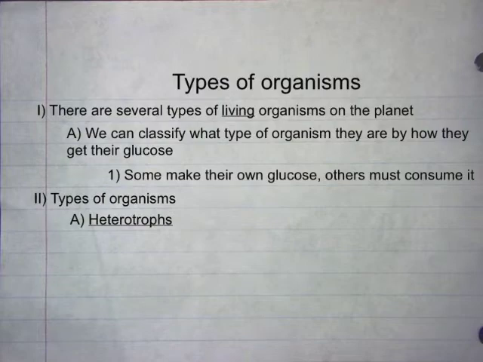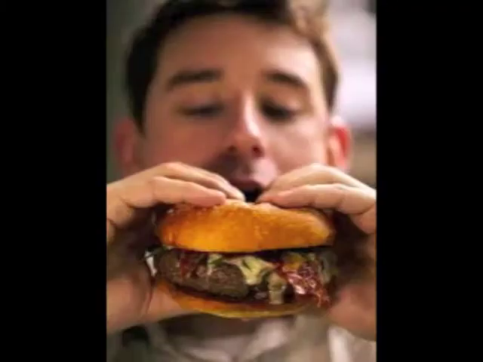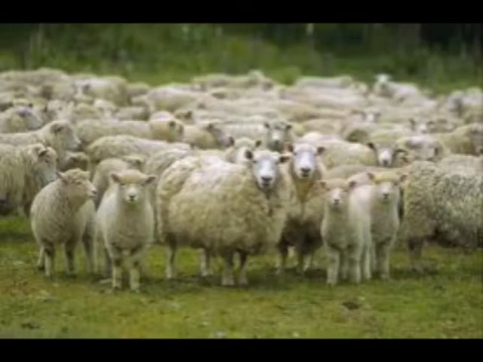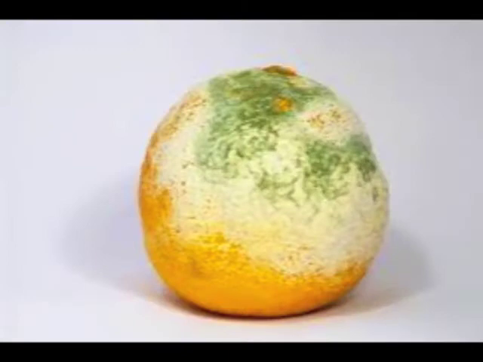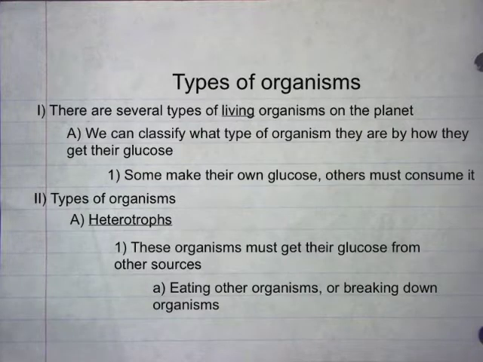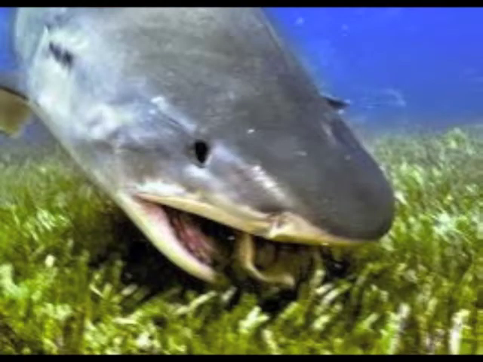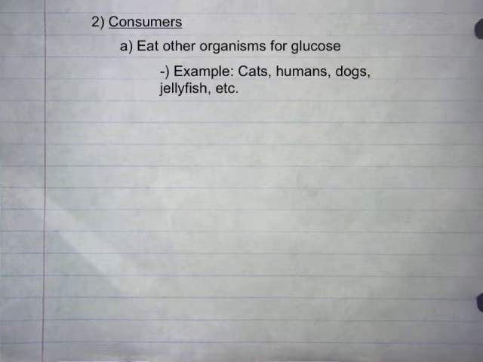Types of organisms. Heterotrophs. A heterotroph is an organism that cannot make its own glucose. Instead, it must consume it. Animals are a key example of this, as well as molds and funguses, which break into two key groups of heterotrophs. These organisms must get their glucose from other sources, eating other organisms or breaking them down. Animals are examples of heterotrophs that must consume other organisms, whereas molds and funguses are an example of breaking other organisms down. Consumers eat other organisms for glucose.